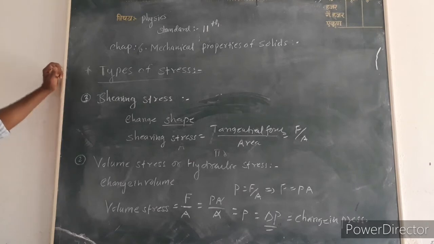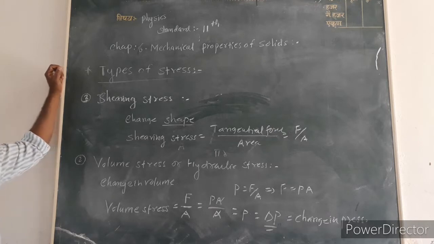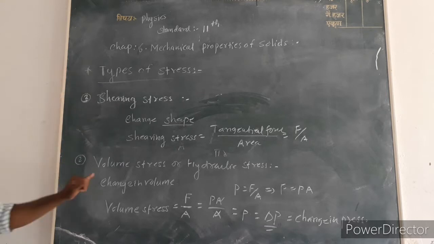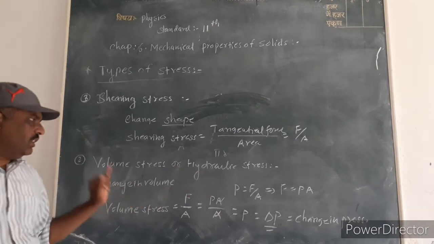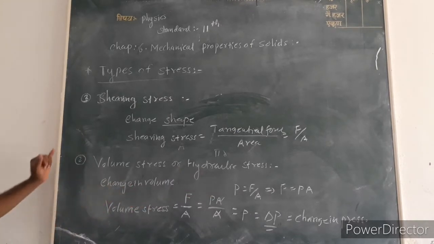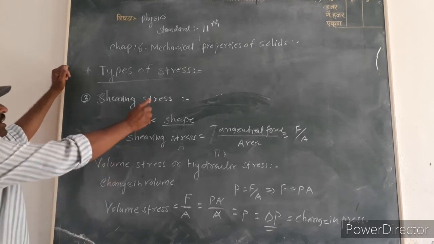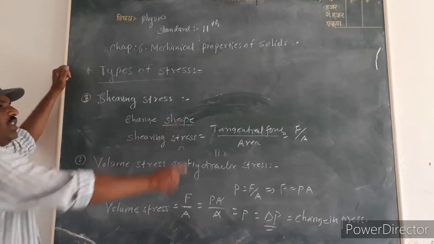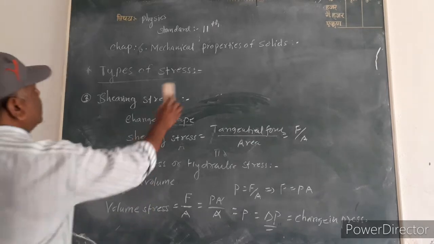This is the third type of stress. First is tensile, longitudinal or compressive stress. This stress is related to change in length. Second is volume stress, also called hydraulic stress, and this stress is related to change in volume. And third type is called shear stress, and this stress is related to change in shape. These are the different types of stress.